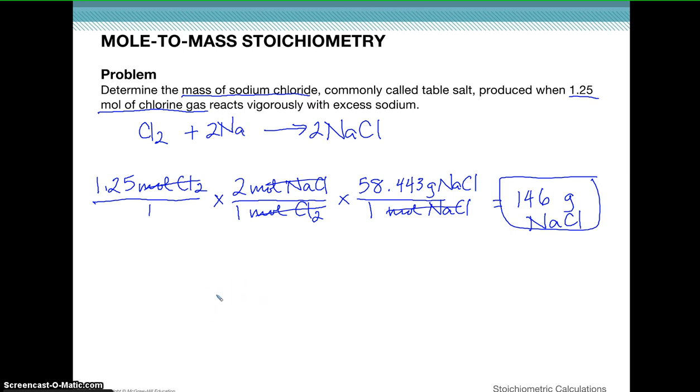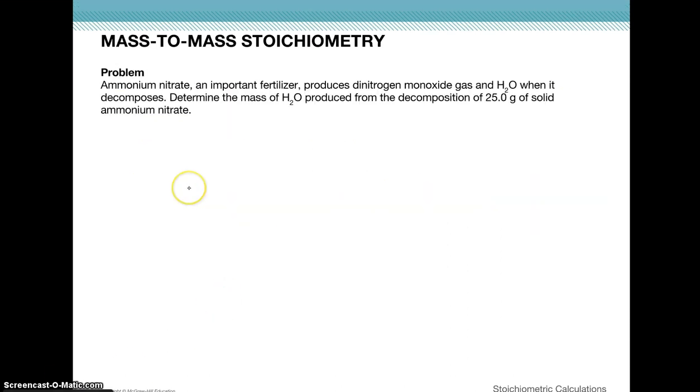So now our next example is going to go all the way from grams to grams. Okay, so we're going to do all 4 steps in one. Again, we're going to have to write a balanced equation, so let's see if we can figure it out. It says ammonium nitrate, an important fertilizer, produces dinitrogen monoxide gas and H2O when it decomposes. Determine the mass of H2O produced from the decomposition of 25.0 grams of solid ammonium nitrate. Okay, so let's write our balanced equation. Ammonium nitrate decomposes.